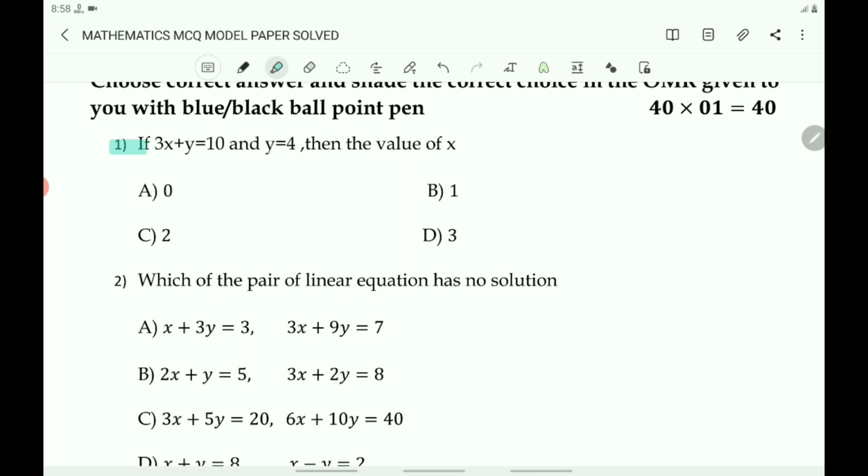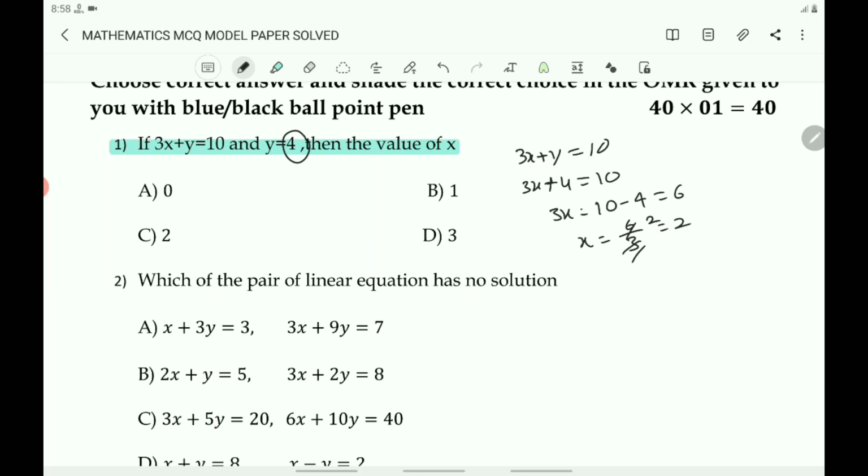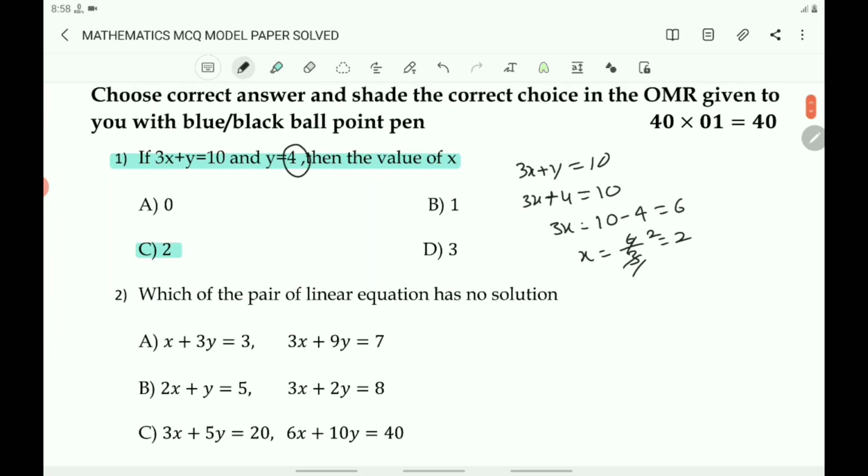What is that question? If 3x plus y equals 10 and y equals 4, then the value of x is. Here the equation is 3x plus y equals 10, and in the place of y we have to take 4, so 3x plus 4 equals 10. So you will get 3x equals 10 minus 4, which is equal to 6. So x equals 6 by 3, that is 2. Option C is the answer. X equals 2.